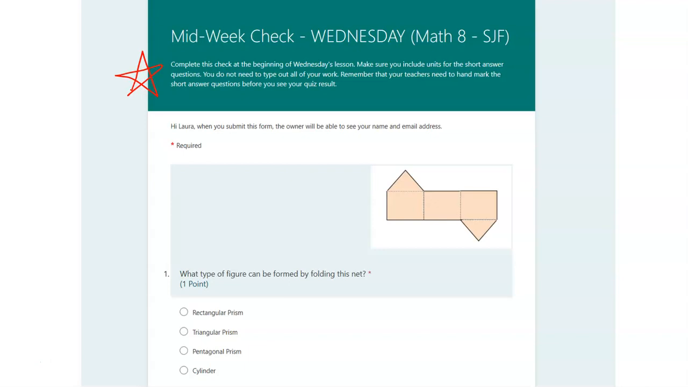Okay, question number 1, we've got a 5-sided faced net. When that one folds up, we would form a triangular prism.